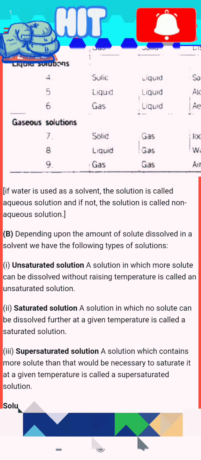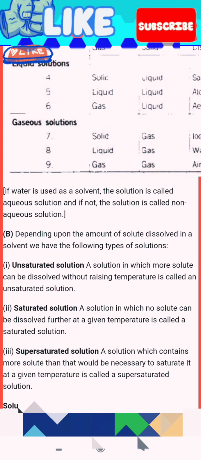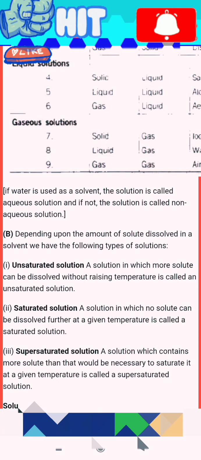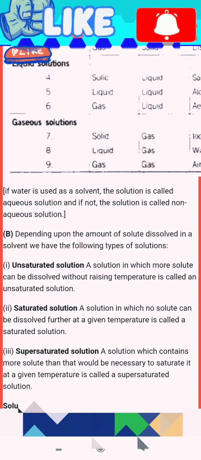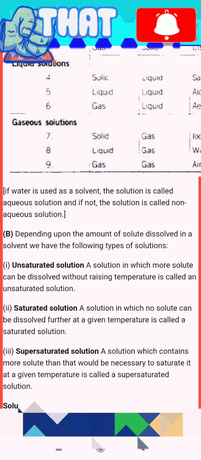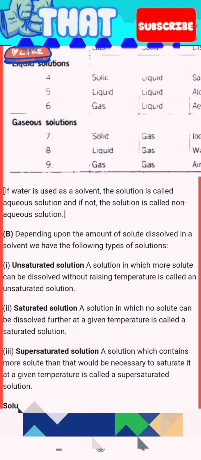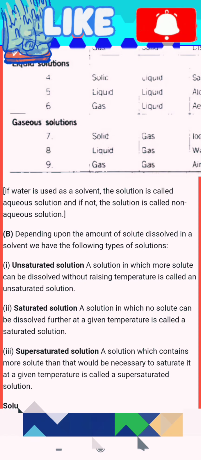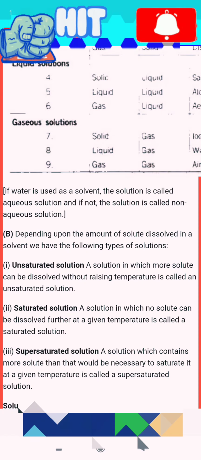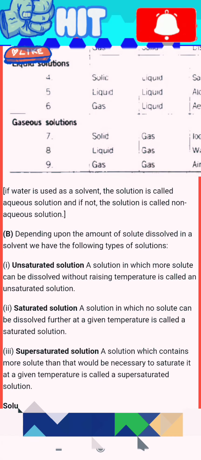A solution in which more solute can dissolve without raising temperature is called an unsaturated solution. And the saturated solution: a solution in which no solute can be dissolved further at a given temperature is called saturated solution. Supersaturated solution is a solution which contains more solute than that would be necessary to saturate it at a given temperature.